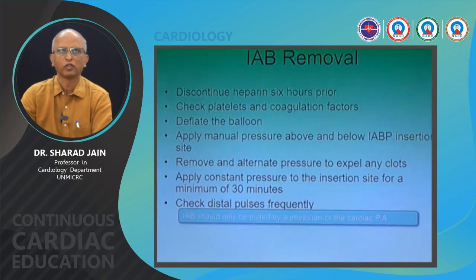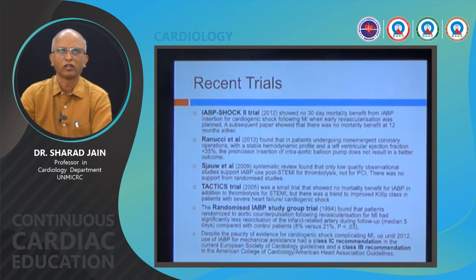Then IVP removal: discontinue heparin prior to the IVP removal. Check platelets and coagulation factors. Deflate the balloon, and then apply pressure above and below the IVP insertion site. Remove and alternate pressure to expel any clots. It is very important to remove any clots lodged at the site of puncture. Apply constant pressure to the insertion site for a minimum of 30 minutes. Check distal pulses regularly.